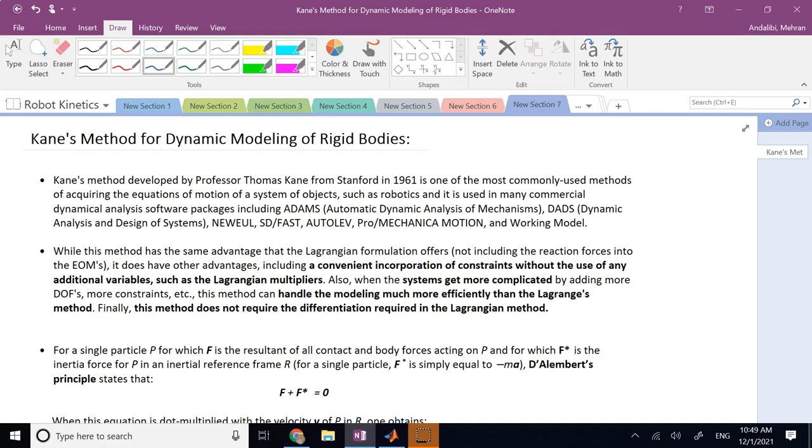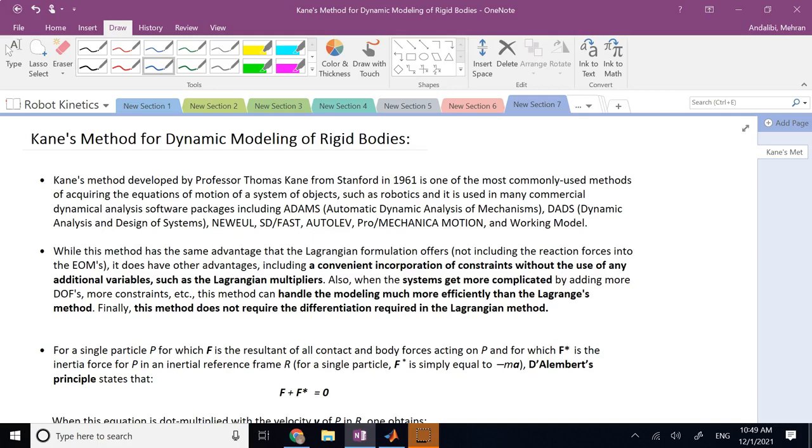And the bigger advantage to me is when you have constraints applied to the motion, this method can handle constraints a lot better than the Lagrangian method, because in the Lagrangian method, in order to incorporate the constraint, you have to introduce some extra unknowns called the Lagrangian multipliers. In this method, we don't need to do that.